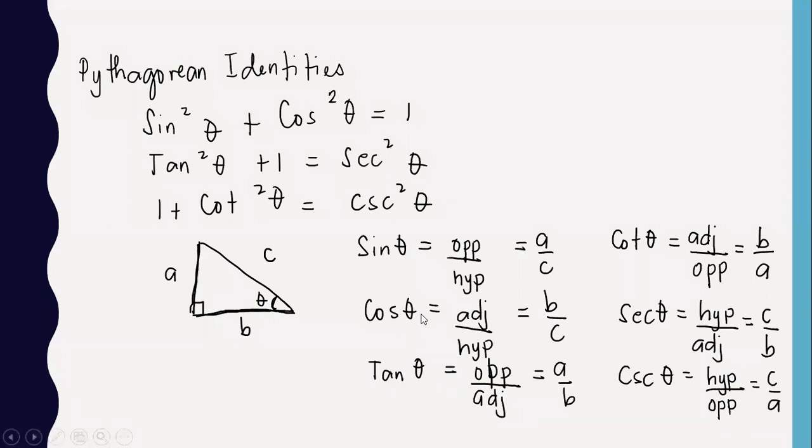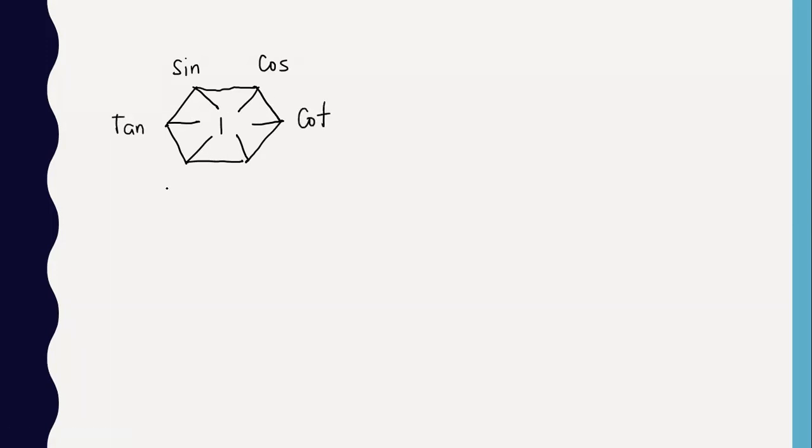Okay. Now, we can also use what we call the hexagon formula. How do we do the hexagon formula? We have sine, cosine, tangent, cotangent, secant, cosecant. Under this one, pwede po siyang pa-clockwise or pa-counterclockwise. Sabihin natin, this one is your sine theta, cosine theta, tangent theta, secant theta, cosecant theta, and cotangent theta.